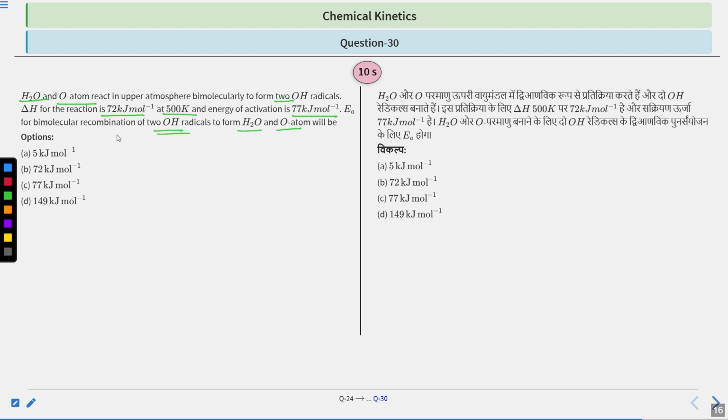So we have same question, we have given that H2O and oxygen atom react so that OH radicals will form, 2 OH. Okay, for this reaction del H is given. For this reaction energy of activation is given. Now we have to find out the energy of activation when the two radicals get converted to H2O and oxygen atom. Okay. Options are 5 kJ per mole, 72 kJ per mole, 77 kJ per mole, or 149 kJ per mole. You have 10 seconds to solve this question. After that, we will see the correct answer.